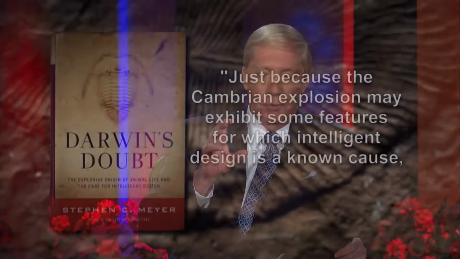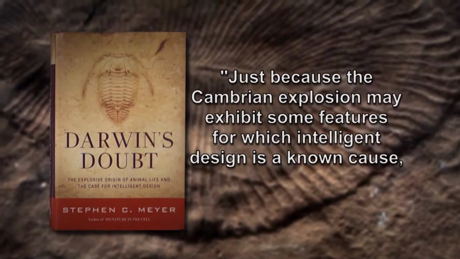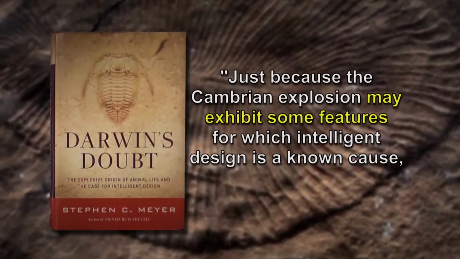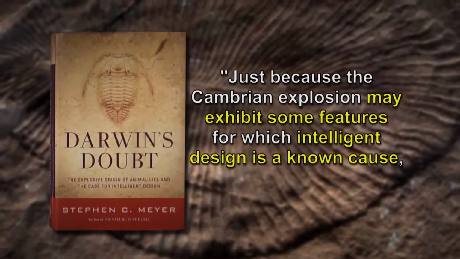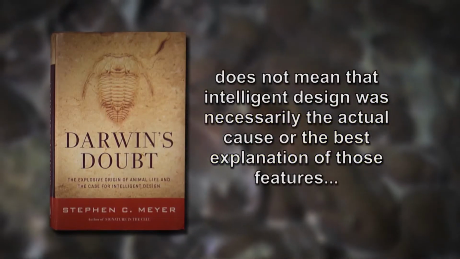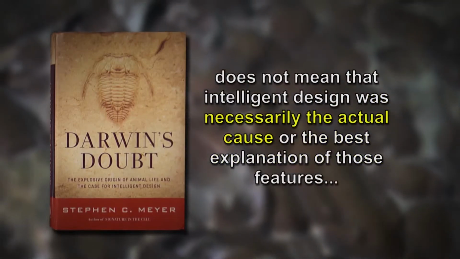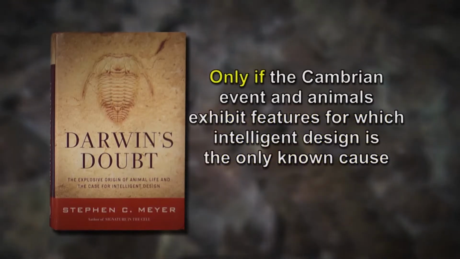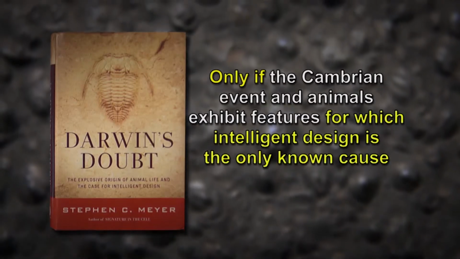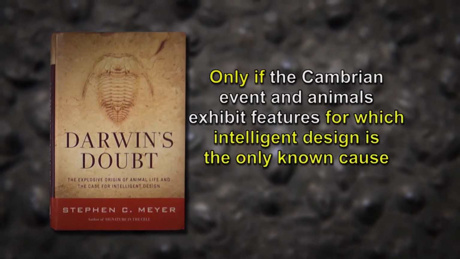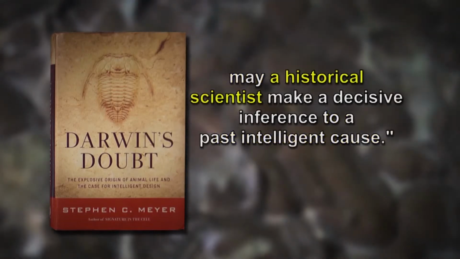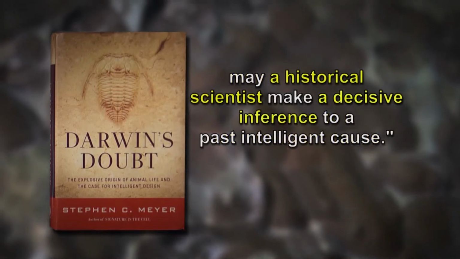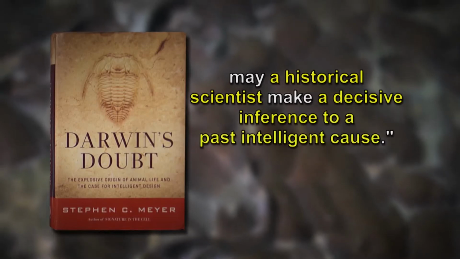Yeah, you made an important statement in your book, and I want to put this up on the screen for folks. You say that just because the Cambrian explosion may exhibit some features for which intelligent design is a known cause, does not mean that intelligent design was necessarily the actual cause or the best explanation of those features. You go on to say, only if the Cambrian event and animals exhibit features for which intelligent design is the only known cause, may a historical scientist make a decisive inference to a past intelligent cause. I think that's a very important statement. Explain what you're saying here.